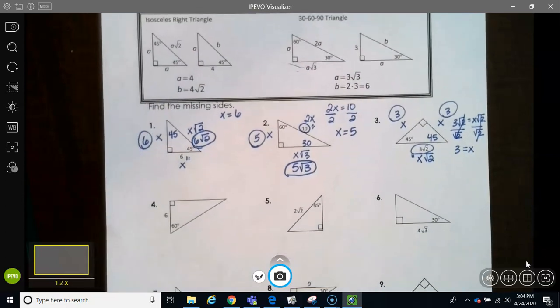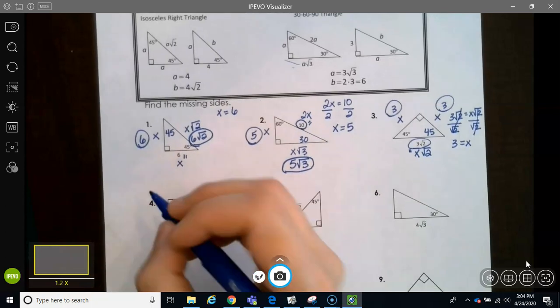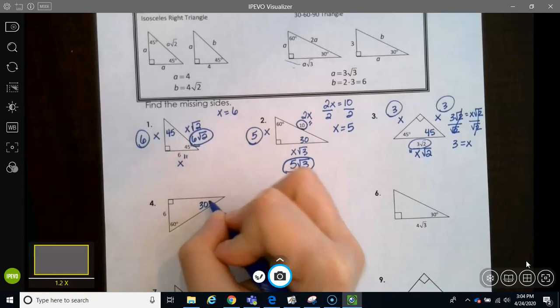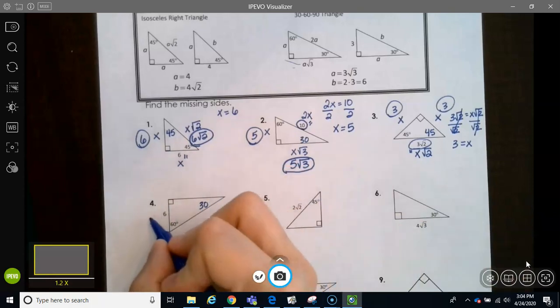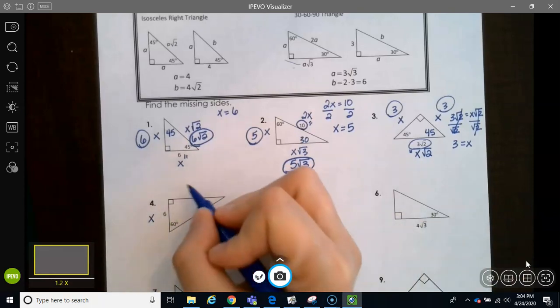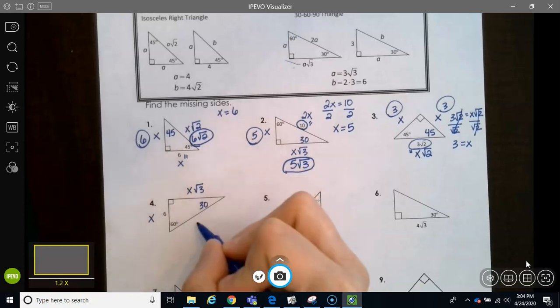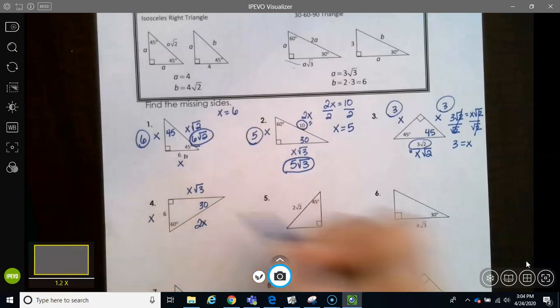All right, let's do a few more. In this one, we have a 60-degree angle and a 90-degree angle, so this has to be 30. Across from the 30 is our x side. Across from the 60 is our x square root of 3 side. And across from our 90-degree angle is our 2x side.